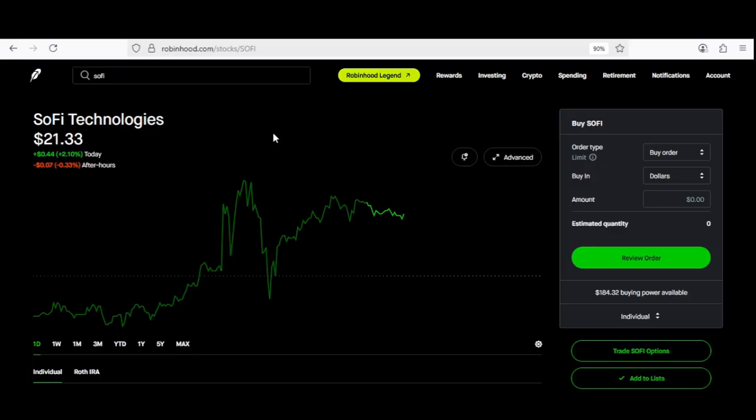Now, for this option strategy and these stocks, this is what I'm going to do. I'm going to show you one stock, one option strategy that's going to allow you to use only 60% of your portfolio, leaving you with 40% cash in case there's an opportunity.